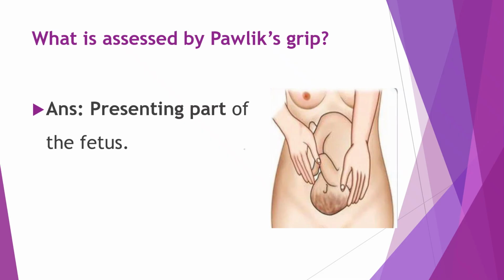What is assessed by Pollak's grip? Pollak's grip is used to identify the presenting part of the fetus. It helps to determine whether the head or the breech is presenting. This grip also helps to assess mobility of the presenting part.